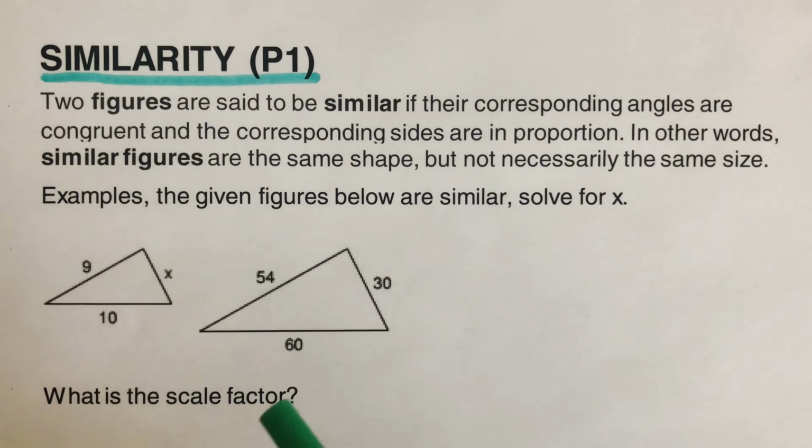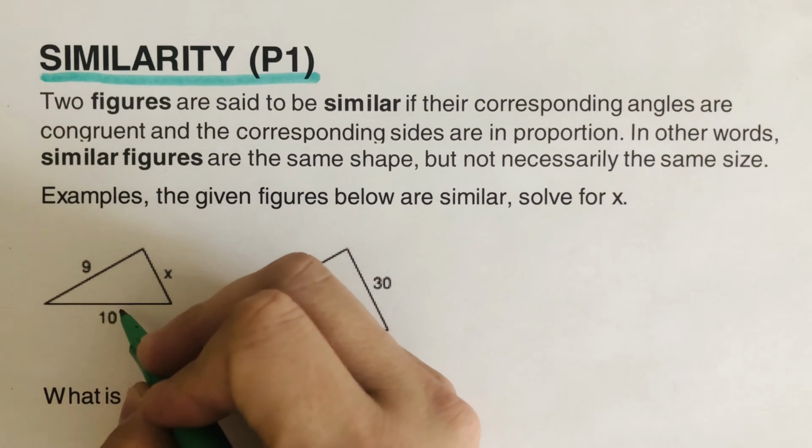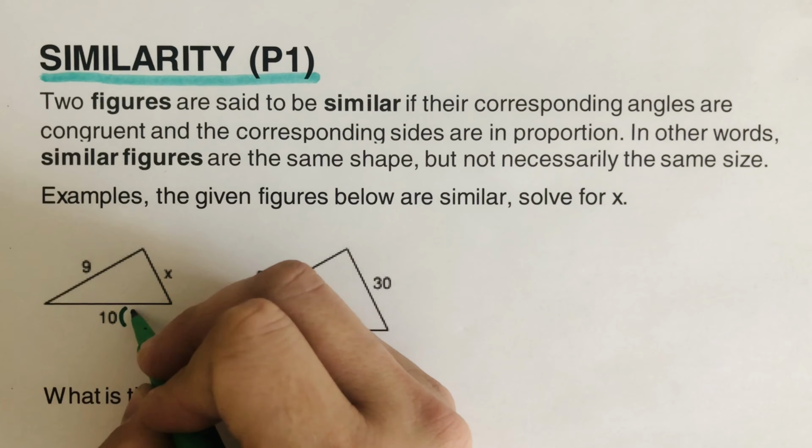Okay, so in this problem right here, we're given two pictures. So we are supposed to solve for x. We first find the scale factor. Scale factor is the number that you multiply to the first one to come up with the second. So if this is 10, what number was multiplied to 10 to make it a 60? Good, it is 6. So multiply this by 6.